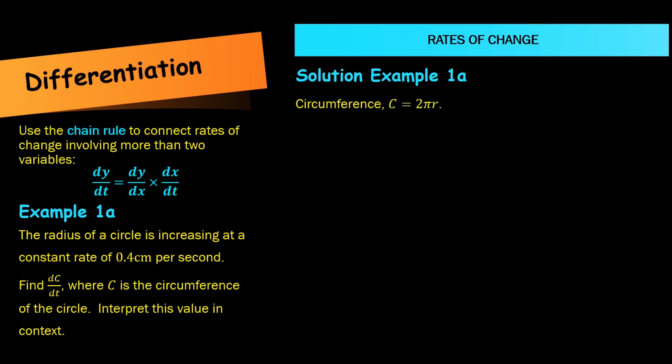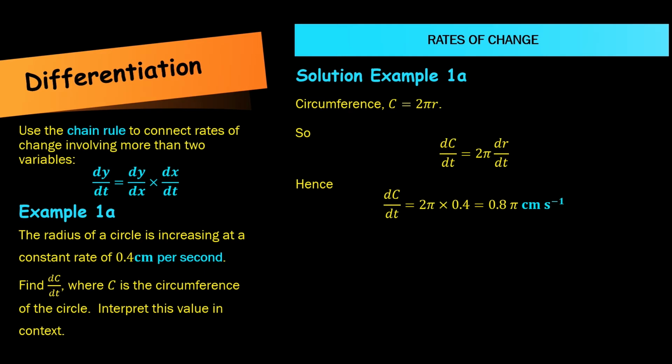So the circumference C equals 2 pi r. Therefore, dC/dt equals 2 pi, since this part is constant, times dr/dt. Therefore, dC/dt equals 2 pi times 0.4, because this is dr/dt. Therefore, dC/dt equals 0.8 pi centimeters per second.